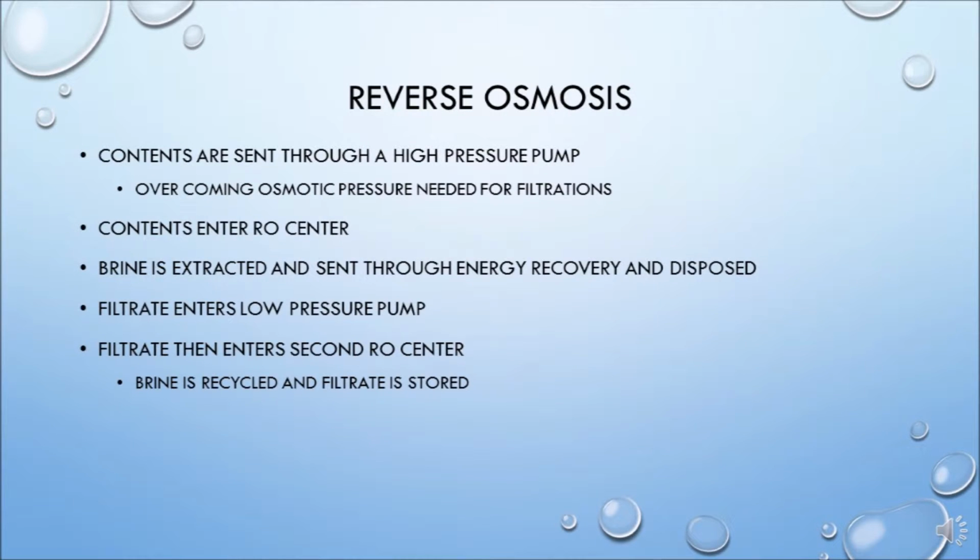After pretreatment, the treated water is sent to a high-pressure pump, where it is pressurized to overcome the osmotic pressure in the reverse osmosis process. The high-pressure feed then enters the reverse osmosis center for filtration. From the first reverse osmosis center, the filtrate is sent to a low-pressure pump and then another reverse osmosis center. The brine from the first reverse osmosis center is sent to an energy recovery device and is later discharged. The filtrate that leaves the second reverse osmosis center then enters a storage tank, and the lower quality discharge is recycled back to the neutralization process to be reused.